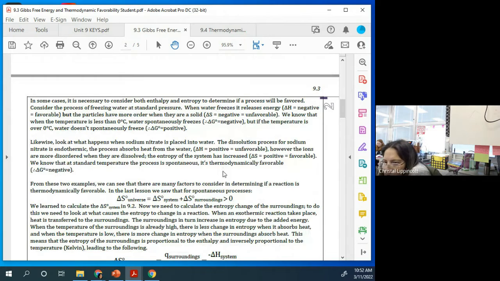In some cases, it's necessary to consider both the enthalpy and the entropy to determine if the process will be favored. Like I said, freezing water at standard pressure. When water freezes, it's going to release energy. The particles have more order in the solid form than they did in the liquid form. So the delta S is negative. We know that when temperature is less than 0, it will spontaneously freeze. So delta G is negative. But if the temperature is over 0, it won't freeze. Your delta G will end up being positive. Delta G is Gibbs free energy. And delta G, if it is negative, then it's thermodynamically favorable. If it's positive, then it's not.